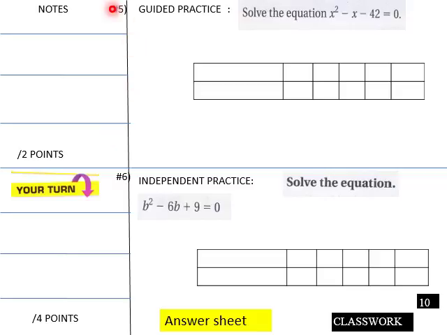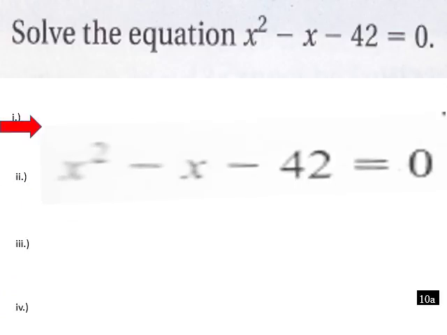So into our next guided practice, number 5. Students, this is yours here. Use this table to factor and solve the equation x squared minus x minus 42 equals 0. Use your table here to factor that trinomial.